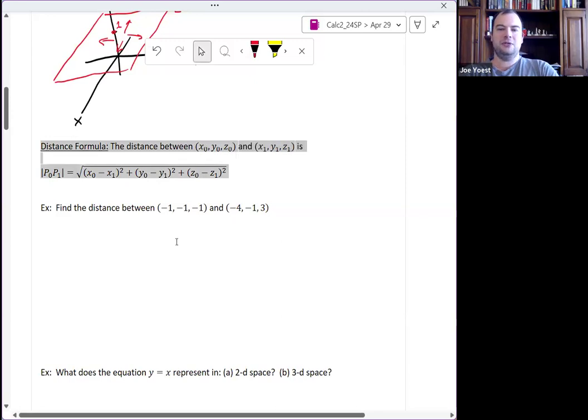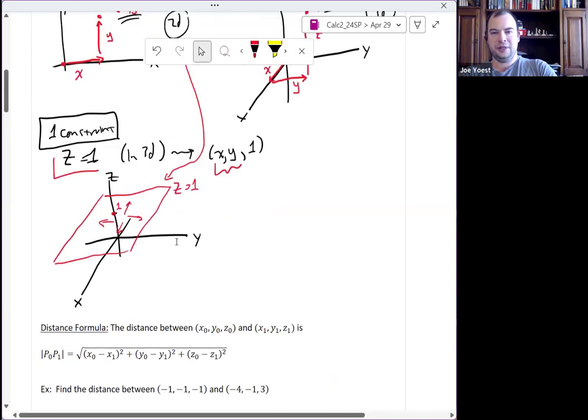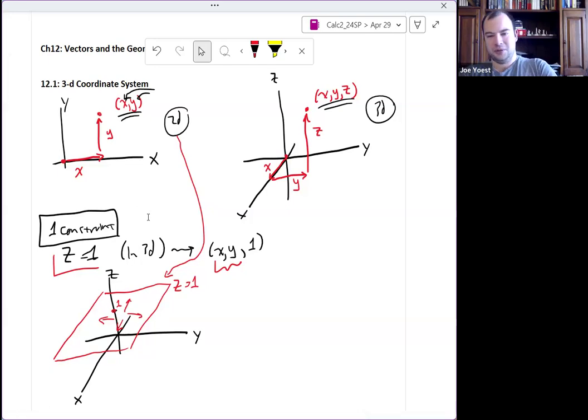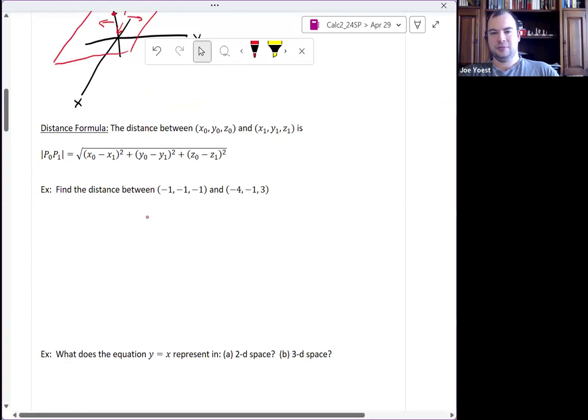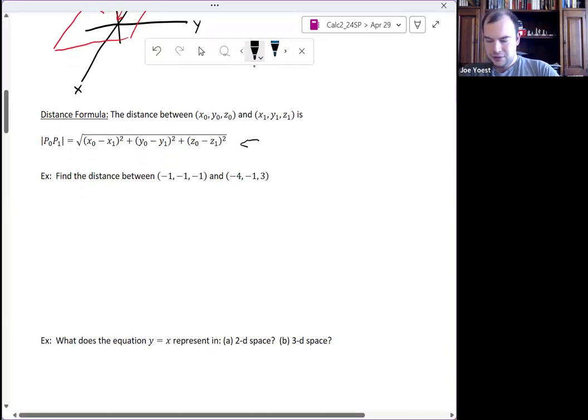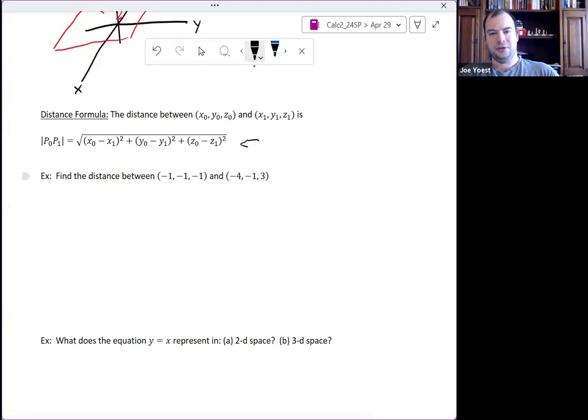So we have a distance formula in 2D. The distance formula in 2D between 2 points, say x1, y1, and x2, y2, is just the sum of the squared differences between the variables under the square root. It's completely analogous in 3D. And it's not hard to show this.